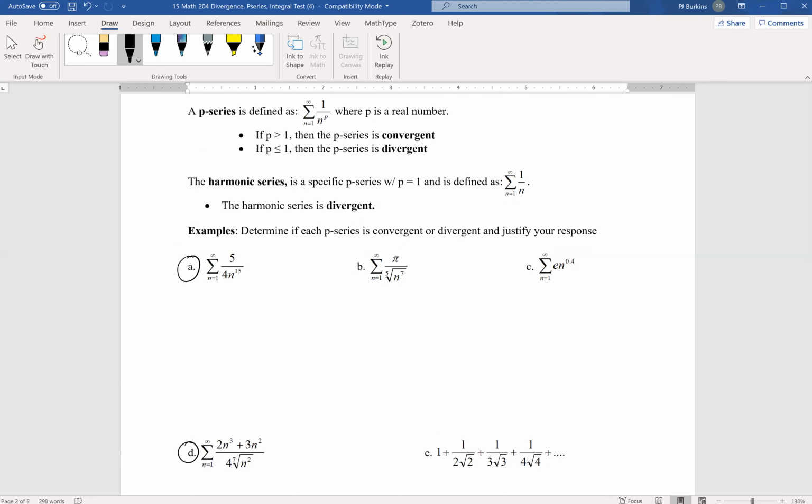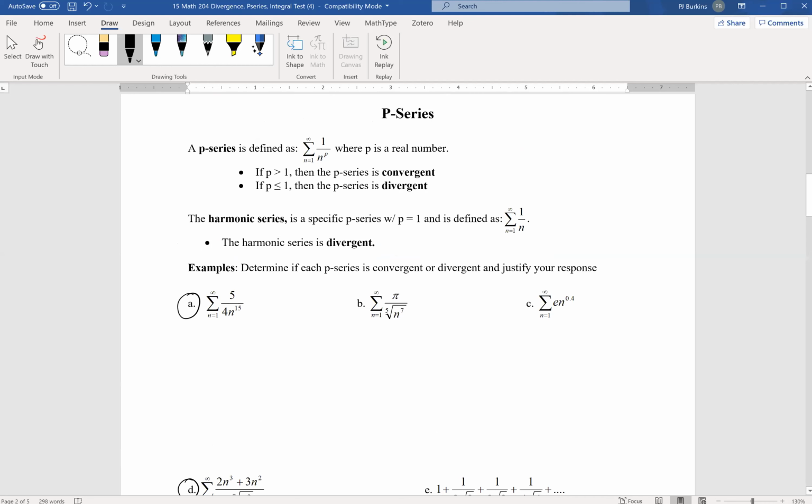All right. So first off, what does it mean to be a p-series? Well, a p-series is of the form 1 over n to the power p. So p is the power, and p has to be some real number, obviously. If p is greater than 1, then the series converges. If it is less than or equal to 1, it diverges.